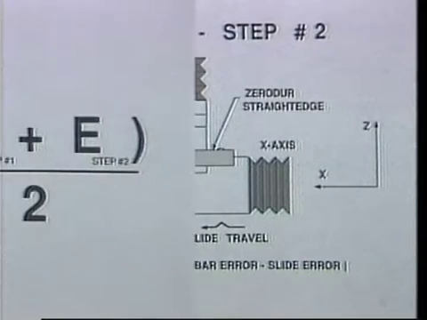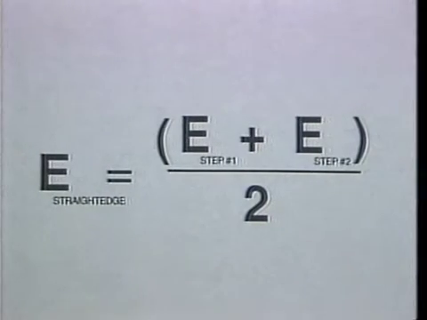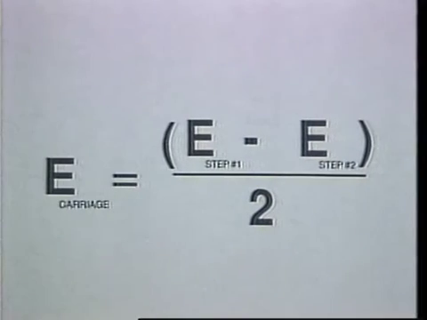The straightness error in the straight edge can be obtained by adding the measured error from each step, then dividing the result by 2. The straightness error in the slide can be obtained by subtracting the step 2 error from the step 1 error, then dividing the result by 2.